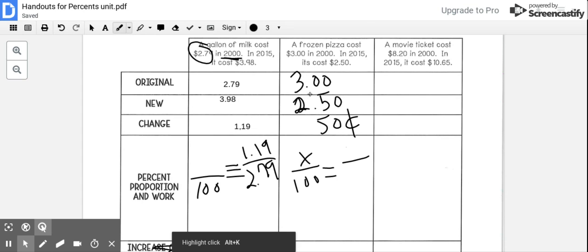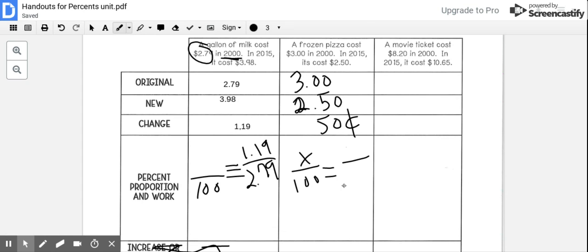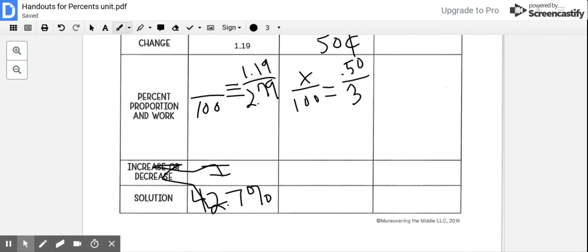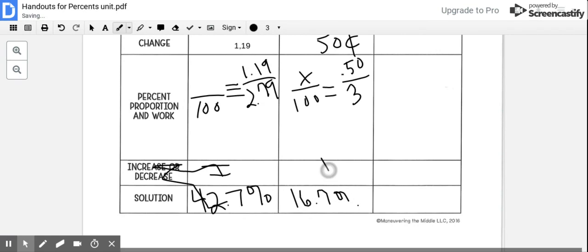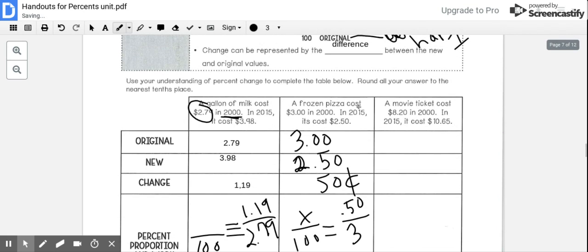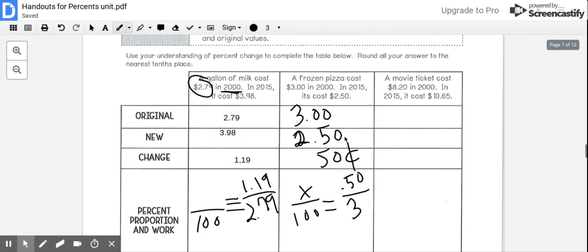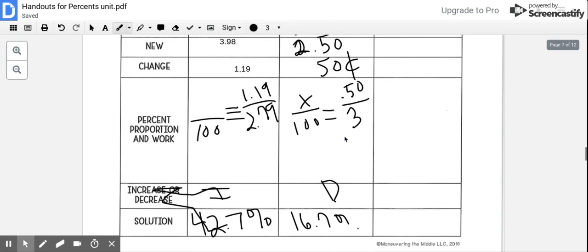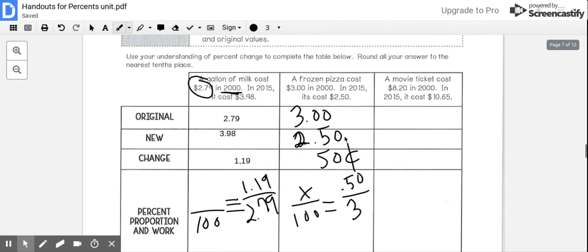So I went ahead and filled these out. You can check yours. The change is on top, so we have to do 0.50. And then the original 2000 comes first that year, so the $3 would go on the bottom. And when you cross multiply and divide, you get 16.7%. And that is actually a decrease because the pizza went down from $3 to $2.50. So it's a 50-cent decrease. But when they're asking for the percent of decrease, the overall price went down 16.7%.